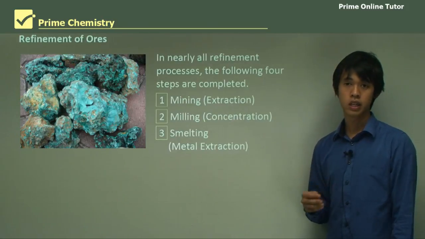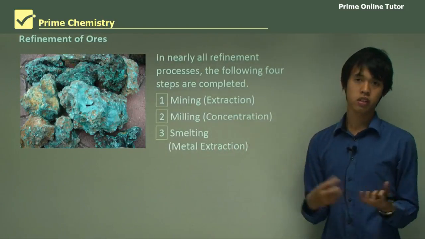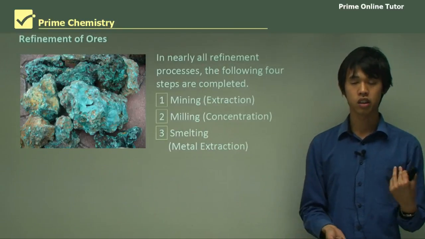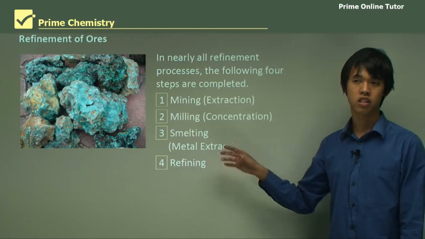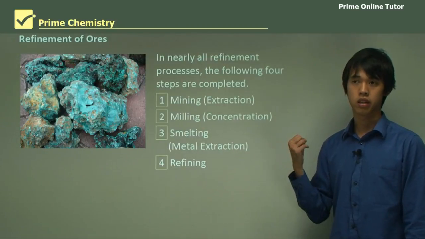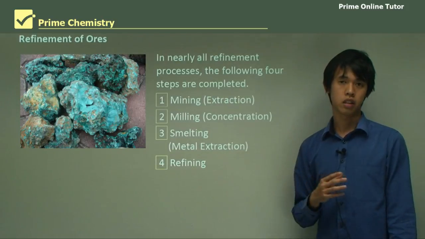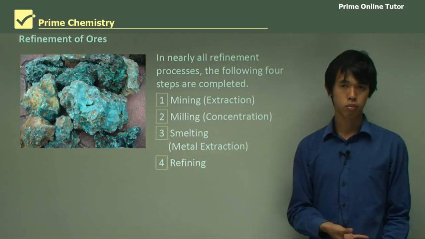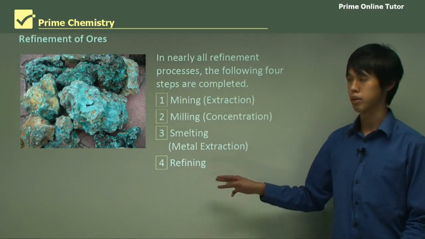Then there's smelting. Smelting is when we take out even more of those impurities and get an even higher concentration of metal. And then finally, if we need it, there's the refinement process where we can get ultra high purity metal, either through the use of electrolysis or some other chemical process, to get to almost 100% purity in terms of metals.